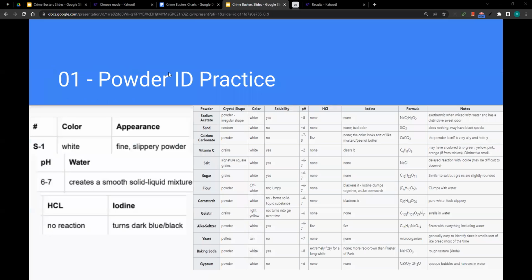So here I have a practice of identifying powders. Here you have a chart, and this is the evidence that they give you. And using this evidence, try to identify which powder S number 1 is. Okay, I am getting some correct answers. Yeah, I'm getting a lot of correct answers now. So the main points to look at is that it creates a solid liquid mixture and it turns dark blue/black in iodine.